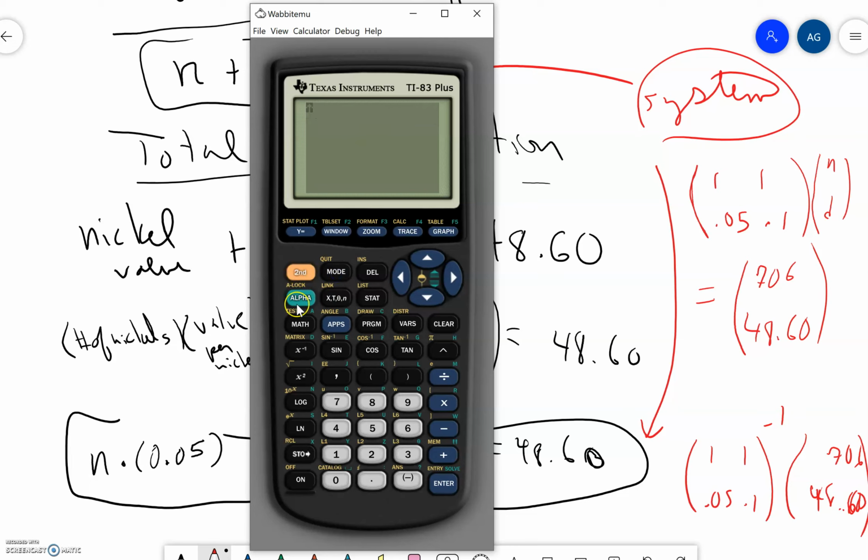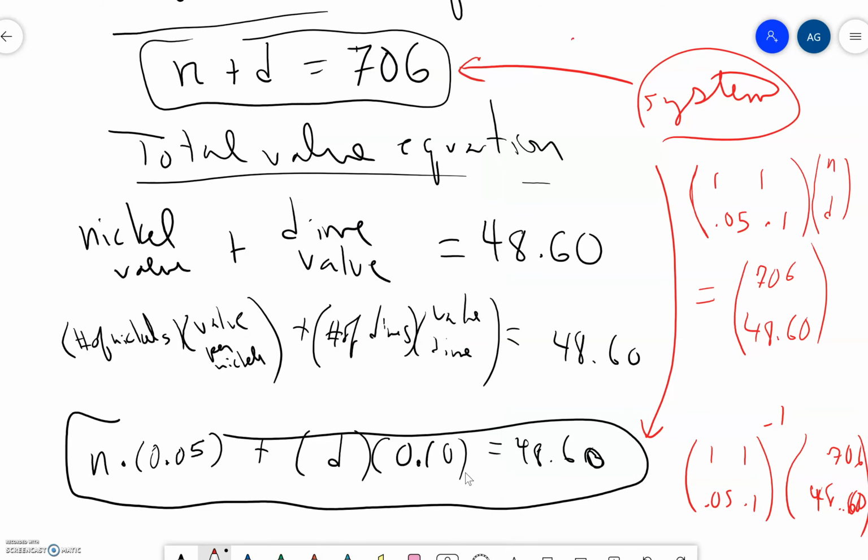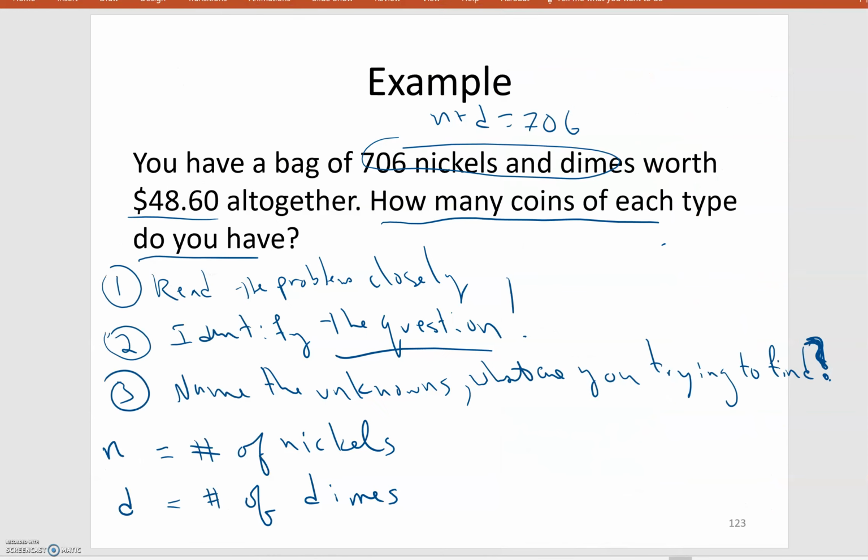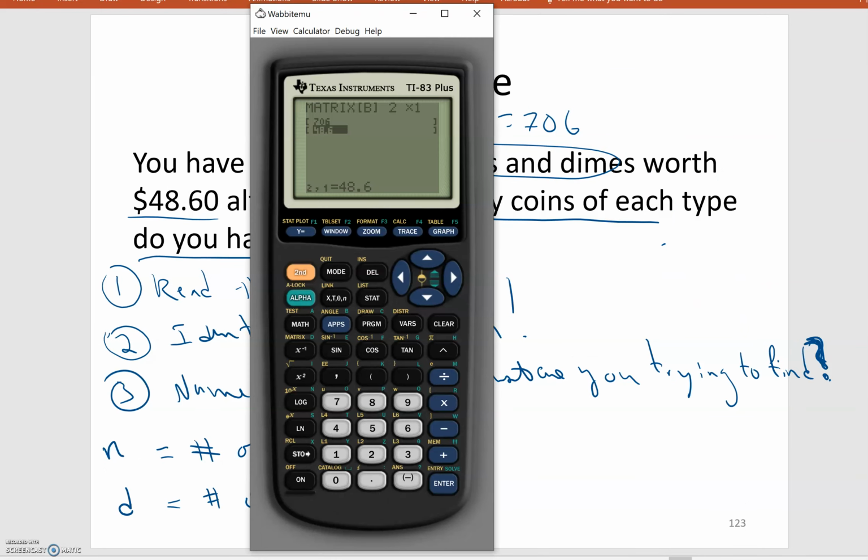Now let's exit this and go back to the matrix screen and edit matrix B. This is a 2x1. 706 and 48.60. And let me just double check that I didn't forget my numbers. Yeah, 706. I was thinking it was something else. Okay, good. So now we just need to call up our matrices, not edit, just names, and call up matrix A, hit that inverse button, very important, the multiplication button, and now I call up matrix B.